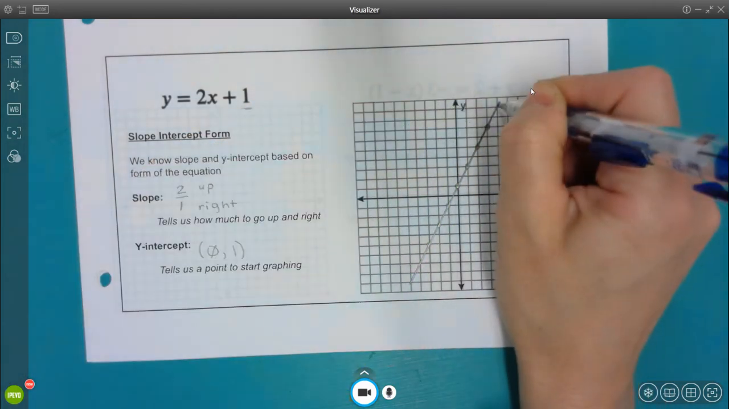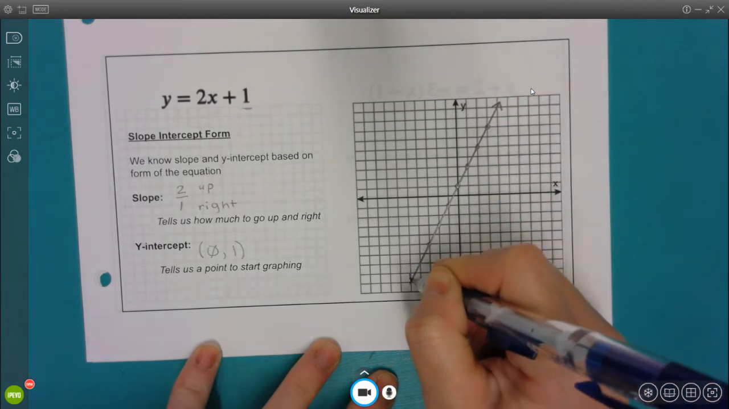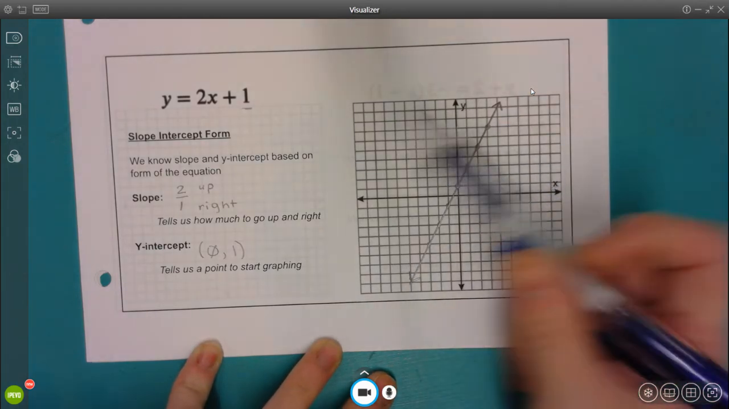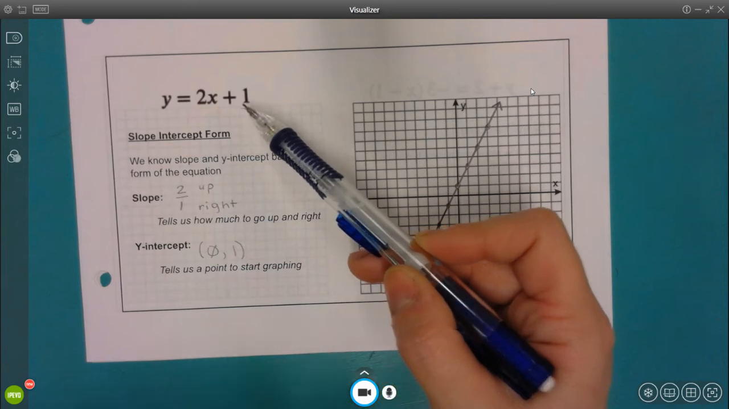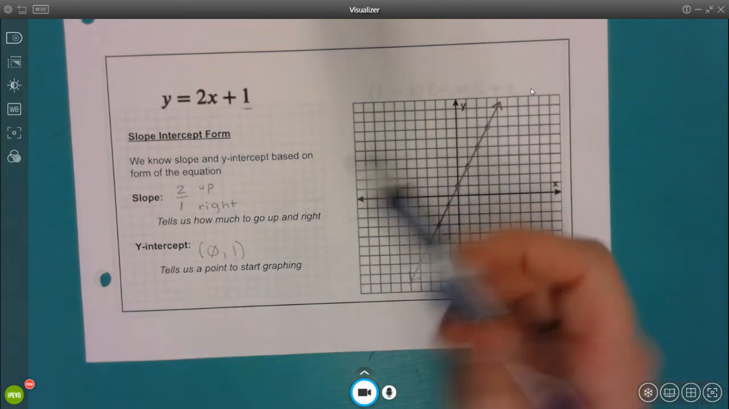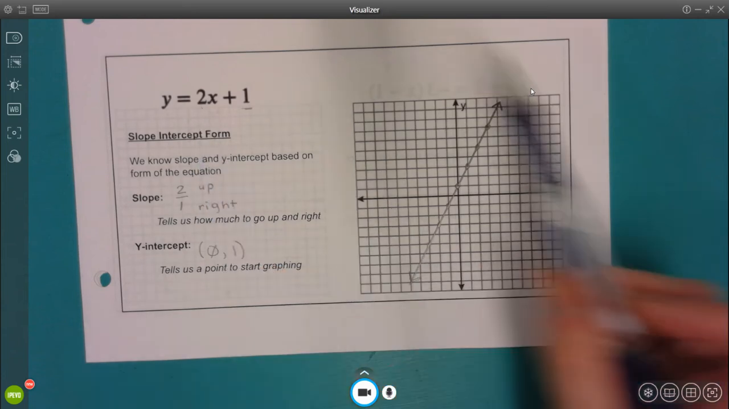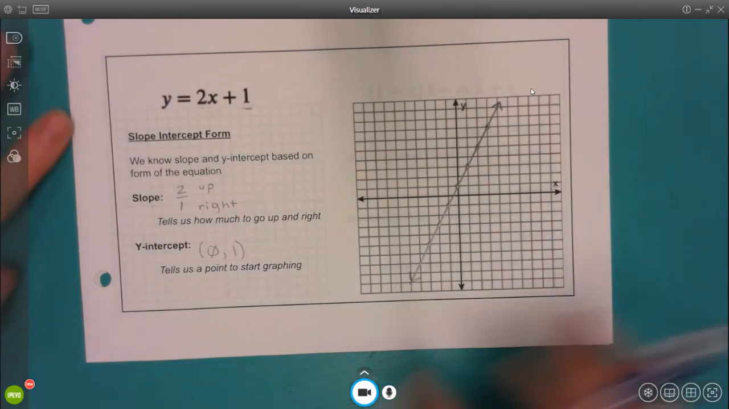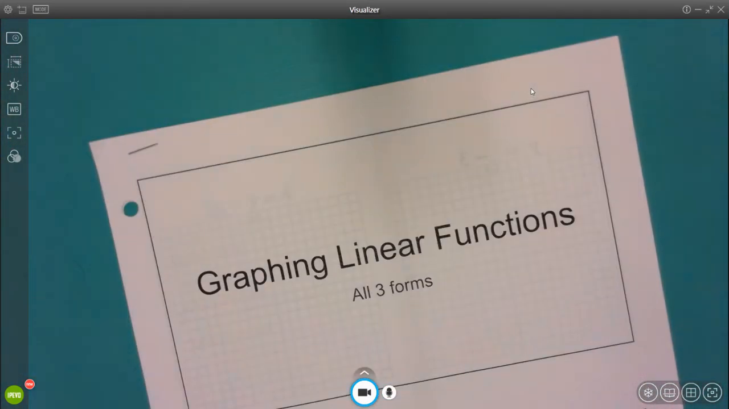And then I can connect the points and look at that function. So this is the graph of y equals 2x plus 1. I see a y-intercept of 1, and I see a positive slope that goes up 2 and to the right 1. So that's slope-intercept.